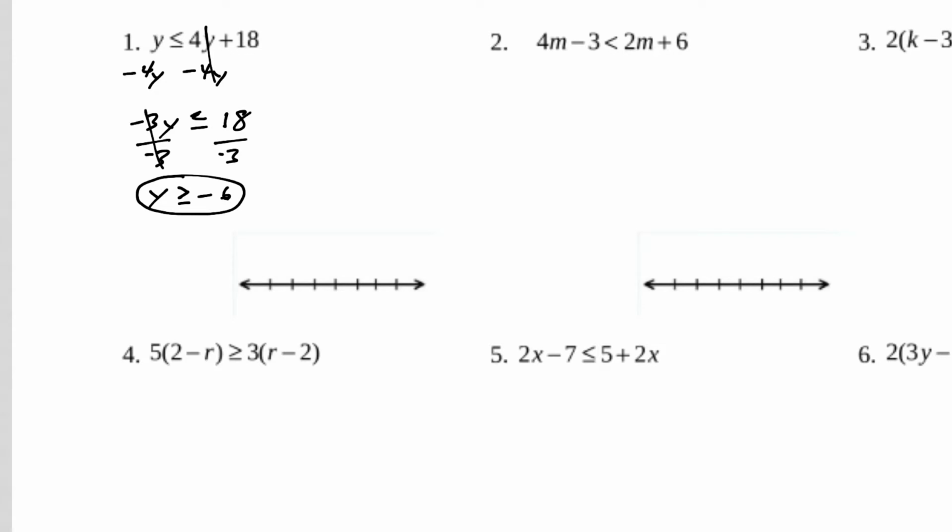So we're going to put negative 6 on our number line here somewhere. So there's my negative 6. And then I do have an equal to bar here, so when I have the equal to bar, I know that I'm going to do a solid circle at negative 6. And since I have my variable written on the left-hand side, then the direction that this inequality is pointing is the direction that I shade. So I'm going to shade to the right.